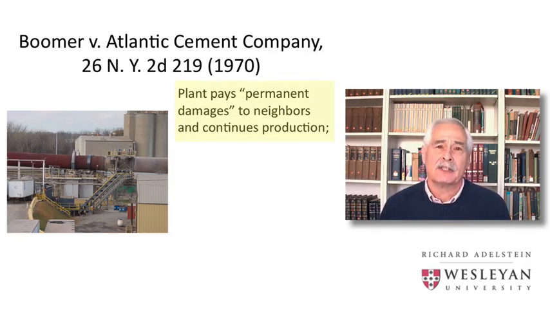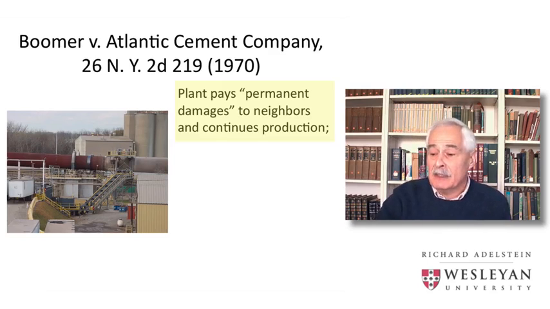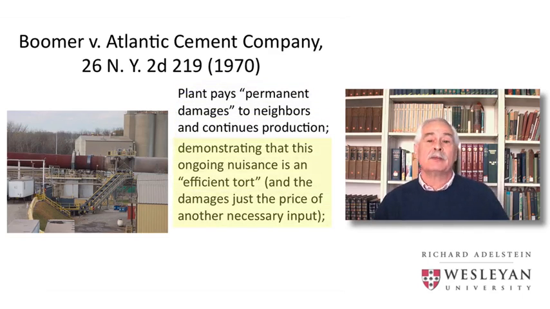It said that the cement company can continue to produce the cement and continue to commit the tort of unlawfully seizing Boomer's entitlement to be free from the costs of pollution, as long as the plant continued to pay permanent damages to Boomer. This means that the plant will simply treat that payment as a kind of cost of business, just the price of purchasing another necessary input. To make cement, you have to buy labor, land, raw materials, and the destruction to Boomer's property.